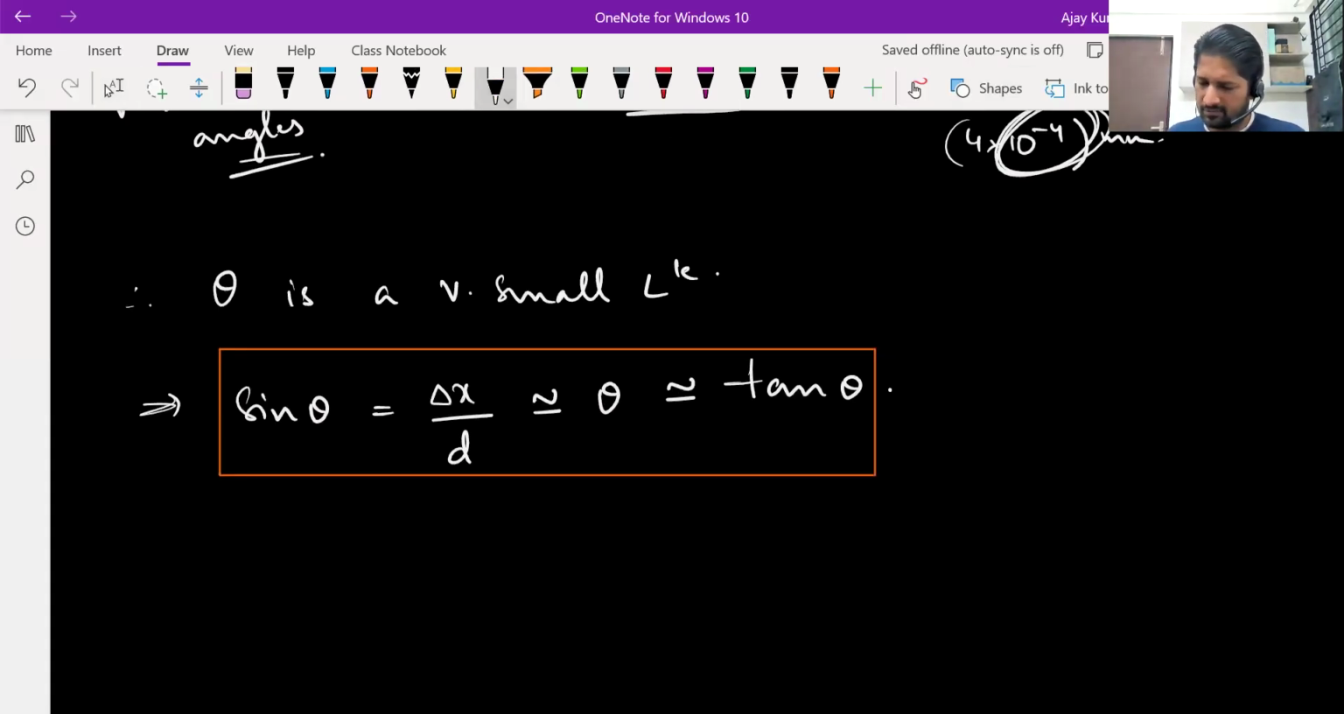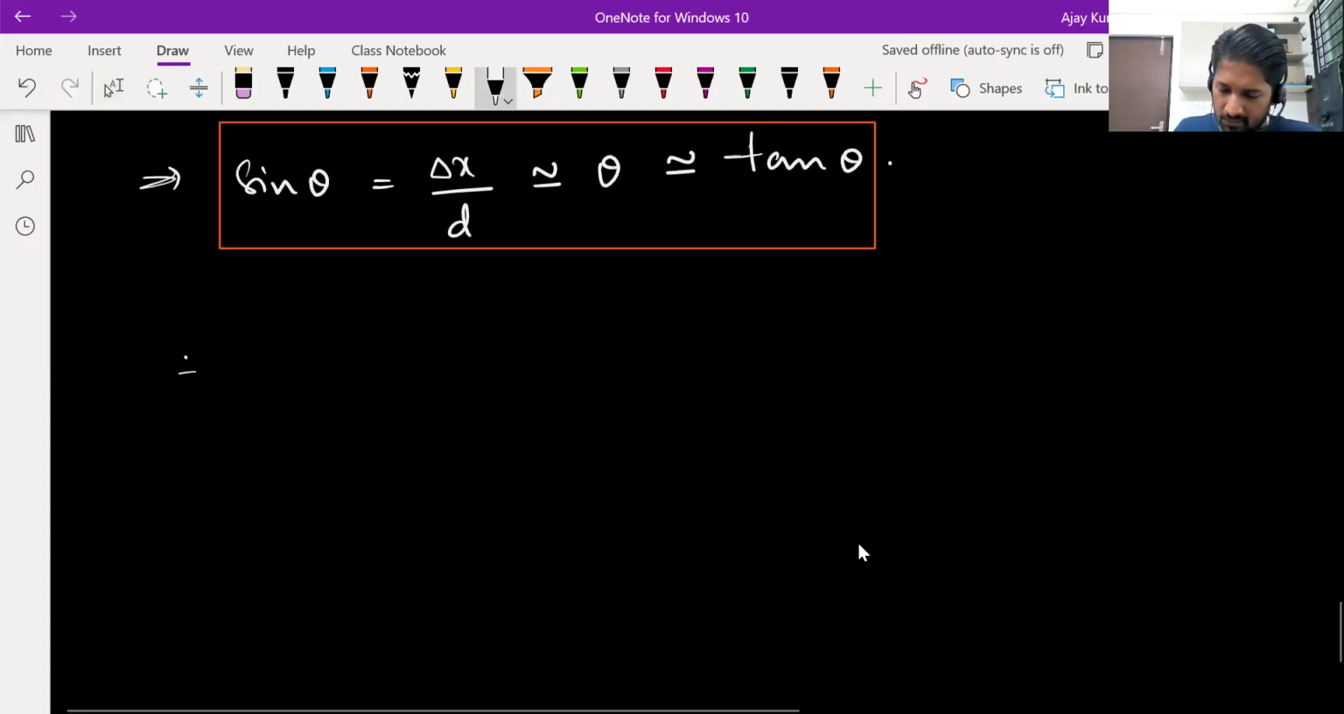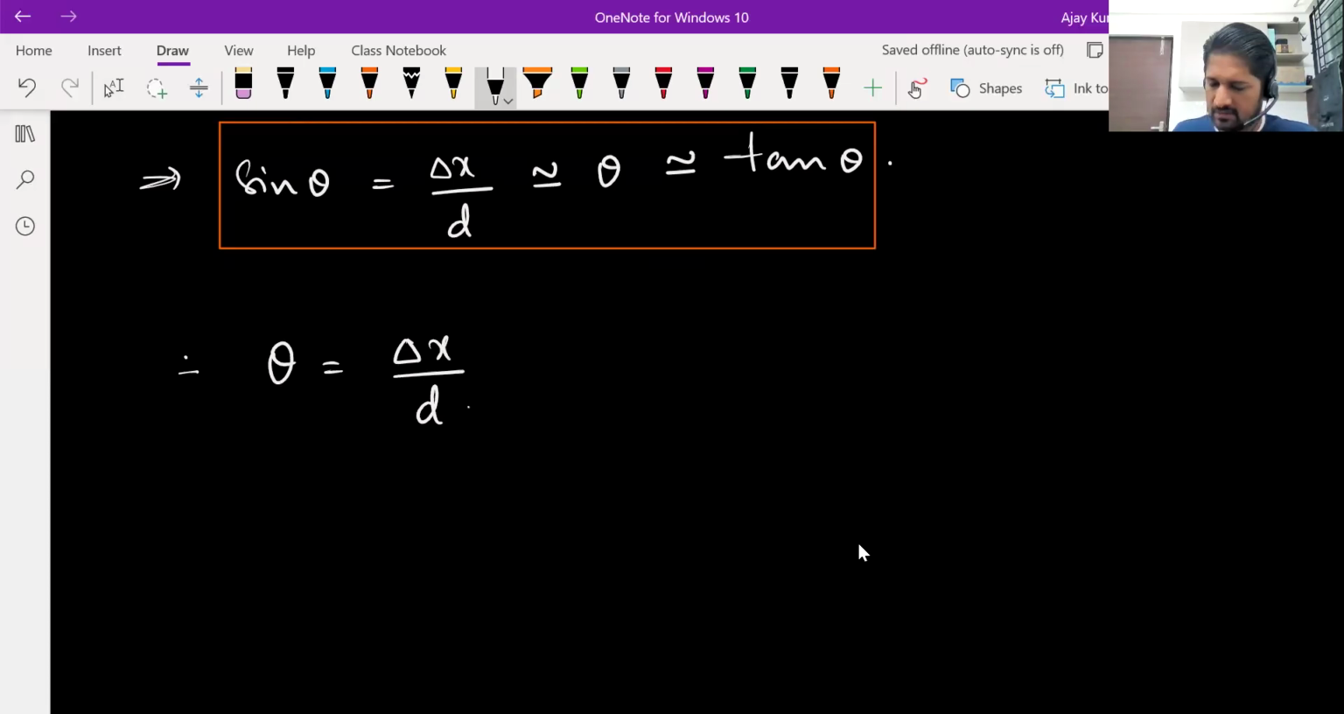In 2 minutes we'll finish this. So what did we just find out? We found out the angular position in terms of delta x. Using this, you can tell the angle at which dark bands and bright bands will form.